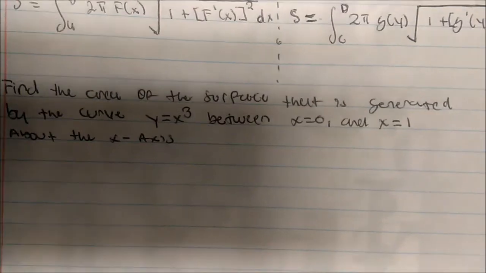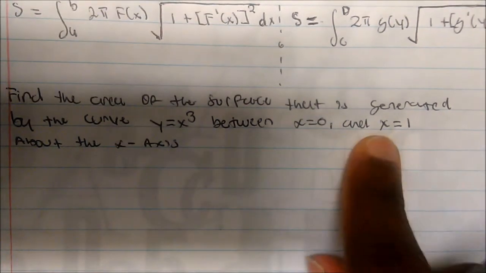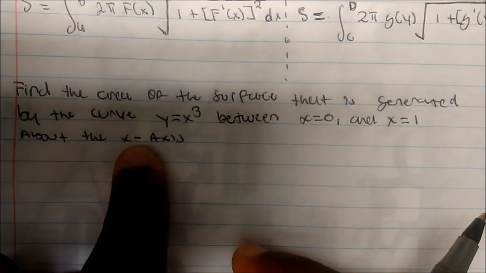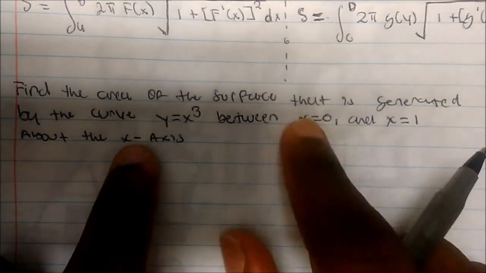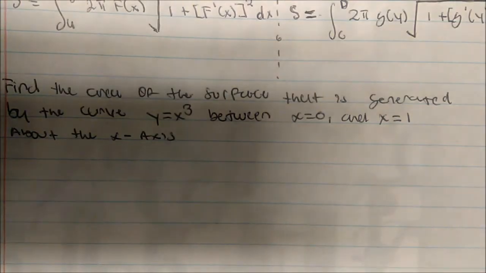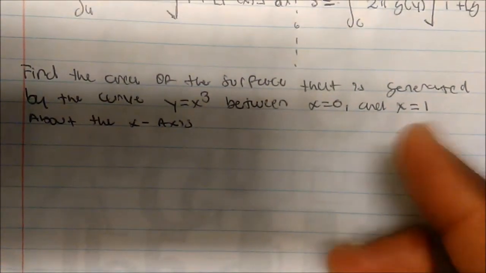It says find the area of the surface that is generated by the curve y is equal to x cubed between x is equal to 0 and x is equal to 1 about the x-axis. So we know that we're going to integrate everything with respect to x. We're given our limits of integration. Here's our function. So before I do anything, let's go ahead and plug in.